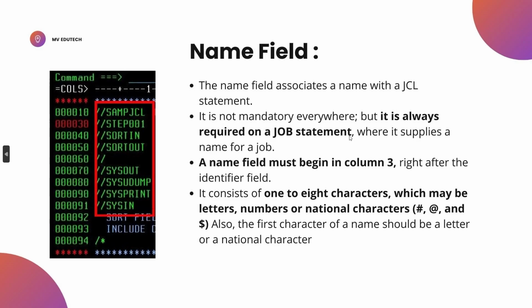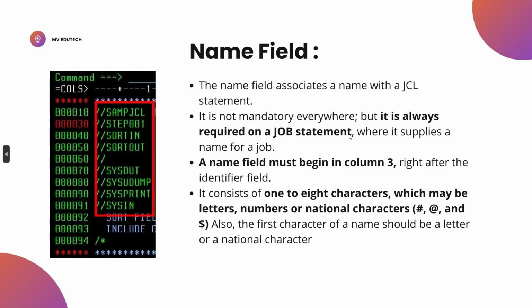In the name field, we provide our job ID, or step names like sortin, sortout, sysprint, sysin, any step name you want, as you wish. After completing the name field, you have to give one space to write the operation field. The name consists of 1 to 8 characters, which may be letters, numbers, or national characters like hash, at the rate, and dollar. The first character of a name should be a letter or a national character.